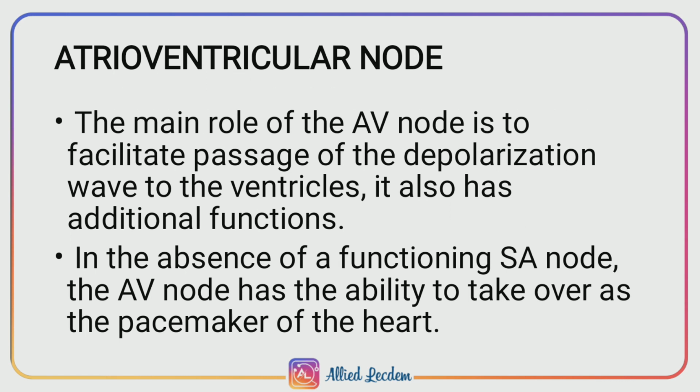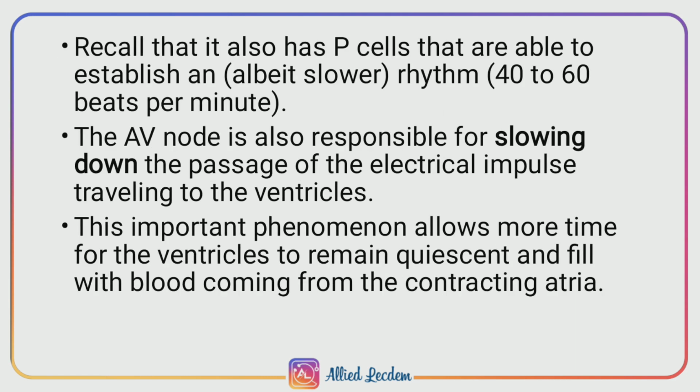Atrioventricular node. The main role of the AV node is to facilitate passage of the depolarization wave to the ventricles. It also has additional functions. In the absence of a functioning SA node, the AV node has the ability to take over as pacemaker of the heart. We know that it also has P cells that are able to establish a slower rhythm. The AV node is also responsible for slowing down the passage of electrical impulses traveling to the ventricles. This important phenomenon allows more time for the ventricles to remain quiescent and fill with blood coming from the contracting atria.